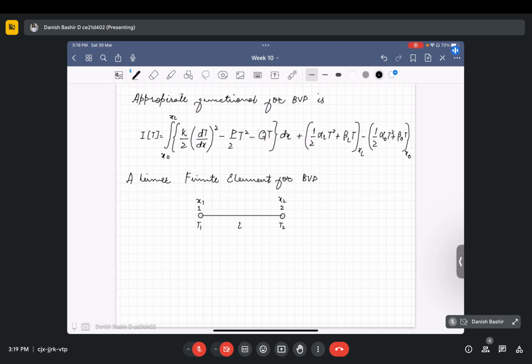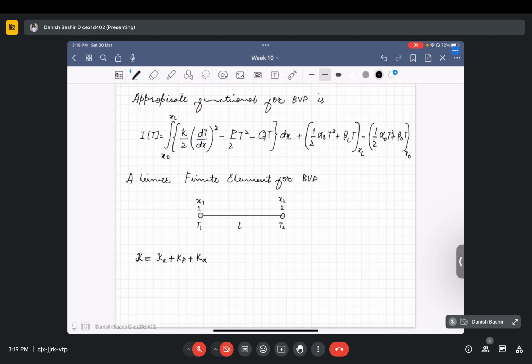Then we can get the same stiffness matrix and then the load vectors and other things. I will directly write all those things. So the stiffness matrix is composed of three different things. K, that is the stiffness matrix, is equivalently written as K plus K P plus K alpha.